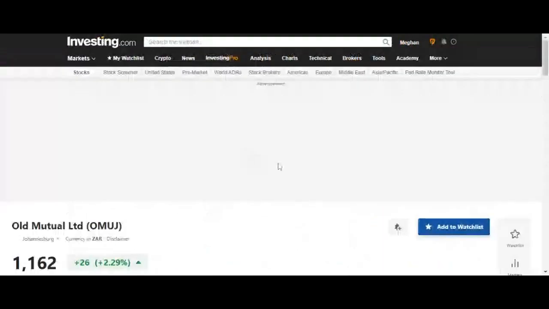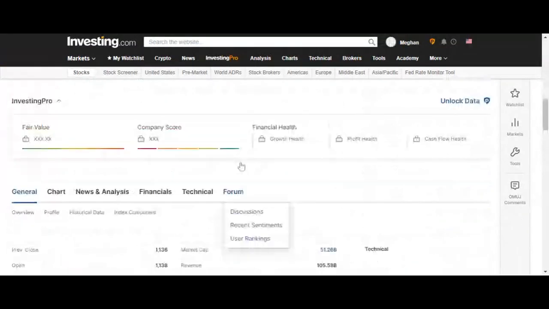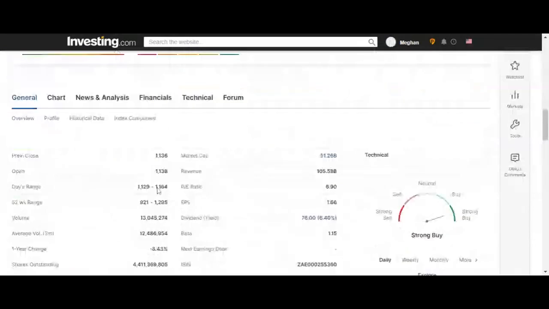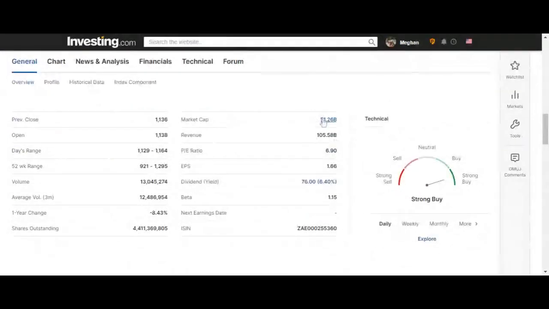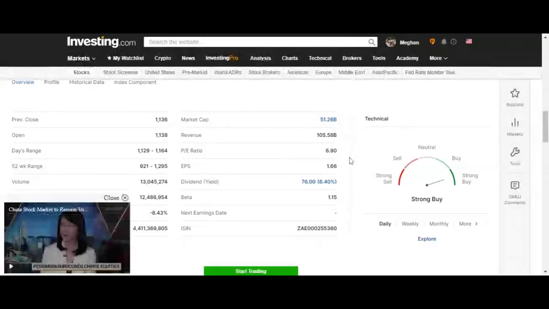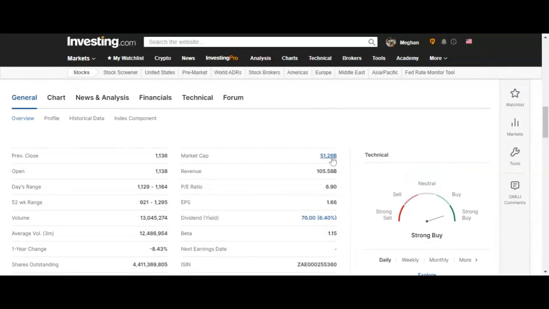we'll go directly to the profile page of that company, where you'll be able to access the revenue of the company and the market cap of the company. The market cap is all of the shares times the share price, so the whole value of the company, or the enterprise value. In this case, the company is 51.26 billion rand.